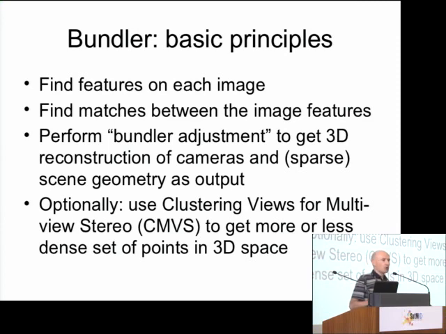And the final step is so-called bundle adjustment. That's a computer vision term. And from this step, we get sparse 3D points and the position of cameras in 3D. And there is an optional step, so-called clustering views for multi-view stereo. That's CMVS in short. It's also software from the University of Washington that could provide us dense points in 3D space.